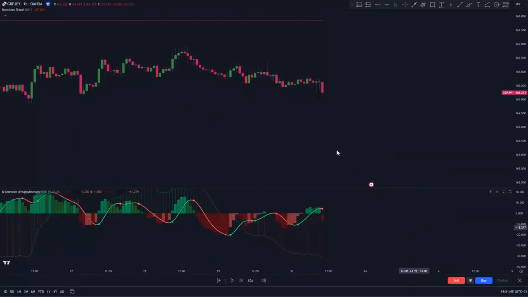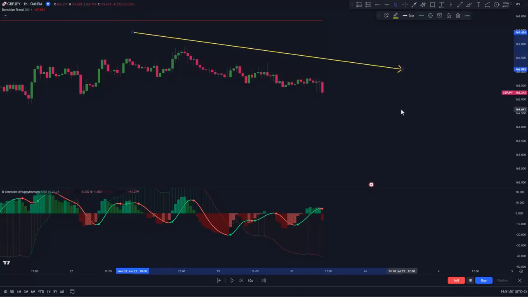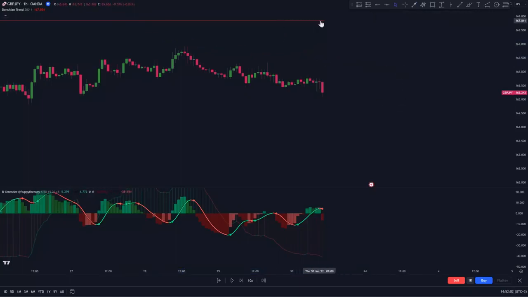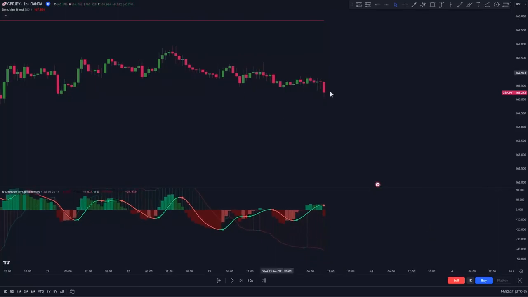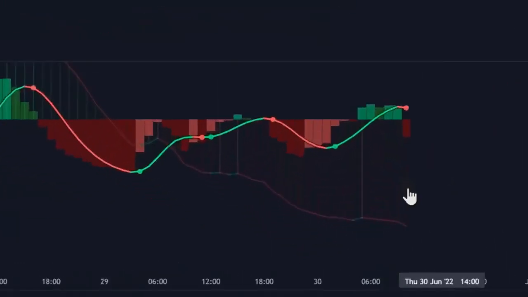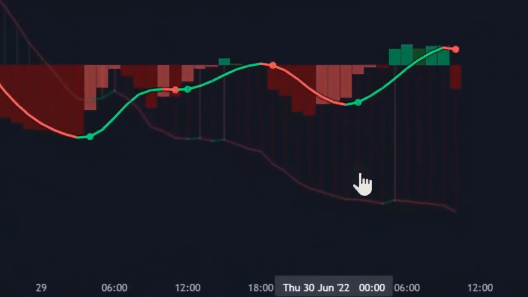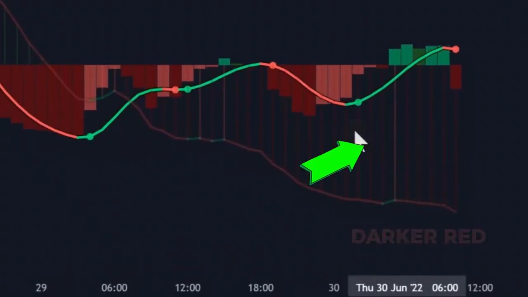The first thing that we need to do is to establish that the market is in a long-term bearish trend. To do that, we just make sure that the Donchian Trend indicator is colored red and the price is trading below it. Second, we need to confirm that the market is in a short-term bearish trend. To do that, we just make sure that the BX trend histogram is colored dark red like it is right here.